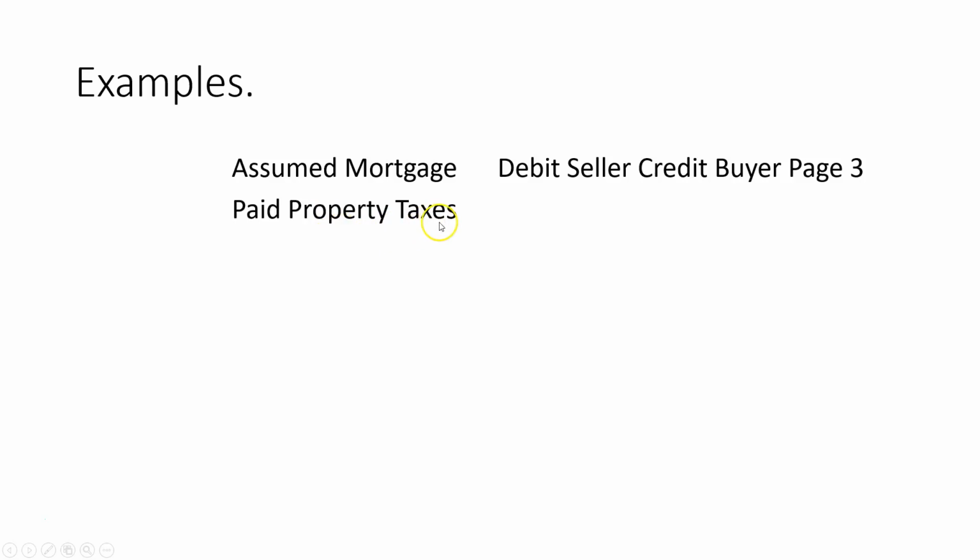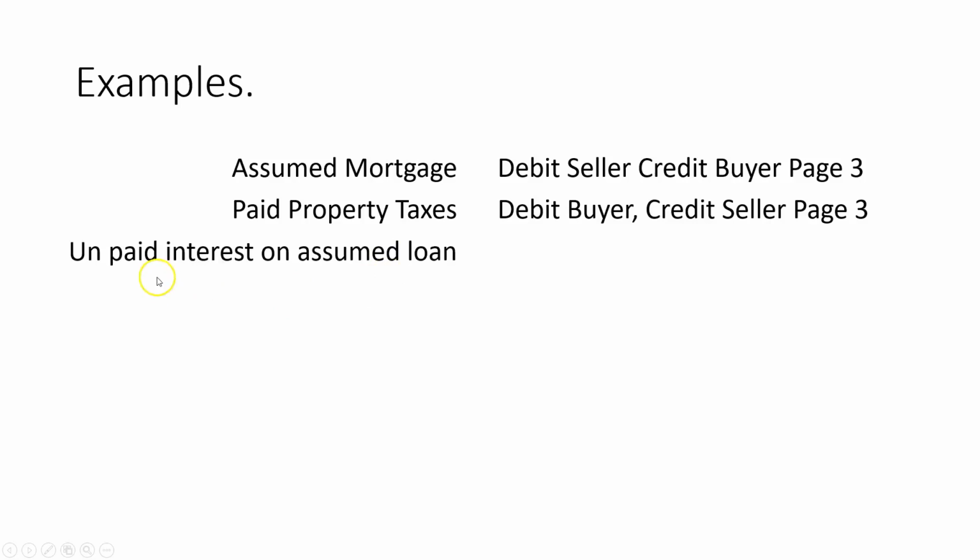Paid property taxes. Sometimes the home is sold in the middle of December and the tax has already been paid. That means that the seller has paid for all of the year but isn't living in the property for the year. The buyer's going to have to pay off a month or so. So therefore, out of the buyer's pocket into the seller's pocket. Unpaid interest on the assumed loan. The seller is going to be living in the house for half a month, not paying any interest on the time he's lived in it for that month. The buyer is going to be paying the full mortgage payment. Therefore, it's only fair that the seller contribute a little bit of the interest owed to the buyer. Credit the buyer, debit the seller.